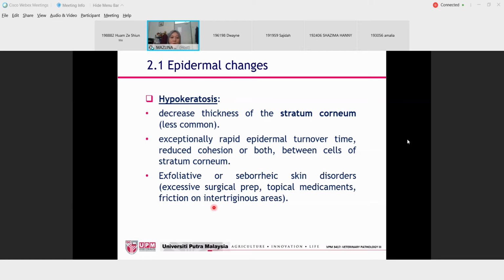As I mentioned, exfoliative action or seborrheic skin diseases can lead to hypokeratosis, because exfoliation means you scrub on the skin too much, so you tend to remove the stratum corneum. Sometimes when you apply topical medicaments very roughly, you can also induce hypokeratosis. This is also a common finding in intertriginous areas. Intertriginous area means areas between, like, fingers, which are constantly undergoing friction. So that's why there is hypokeratosis because of the sloughing off due to the friction.